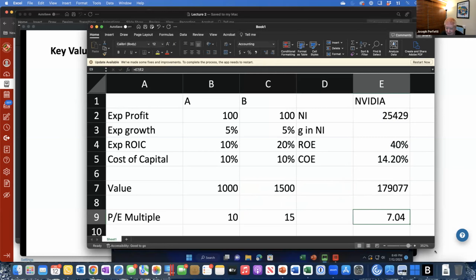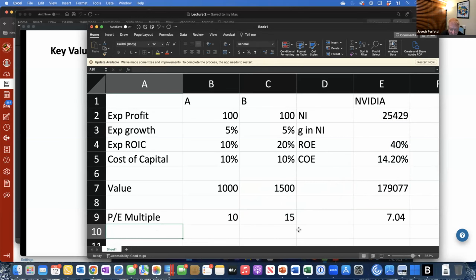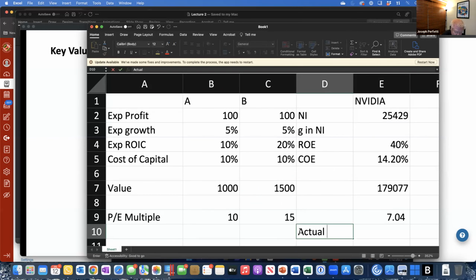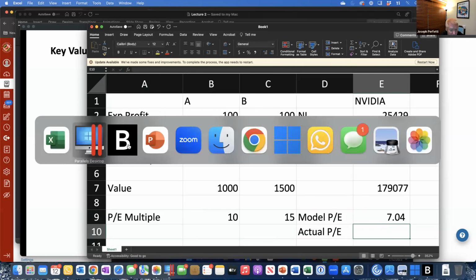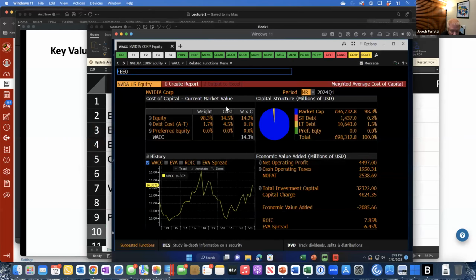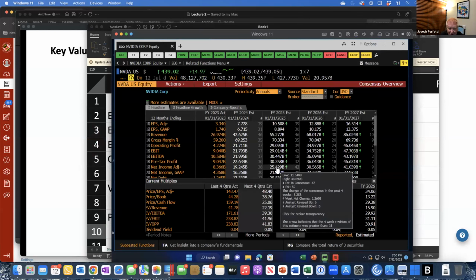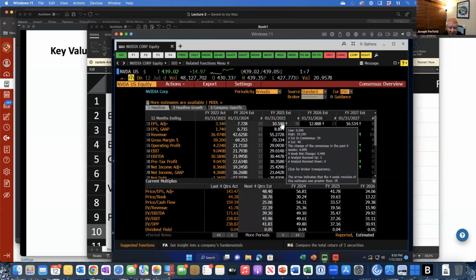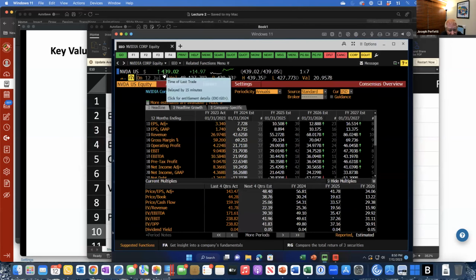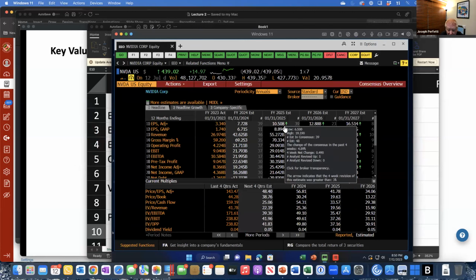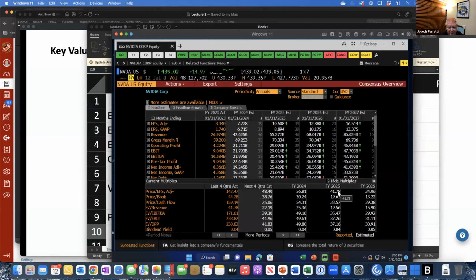So in the real world today, their actual PE, this is the model PE. Their actual PE is price at 2025, 25 billion of net income becomes $10.51 a share. 439 divided by 10.51 is a PE of 42. 41.78 is their forward PE. Close the market today.